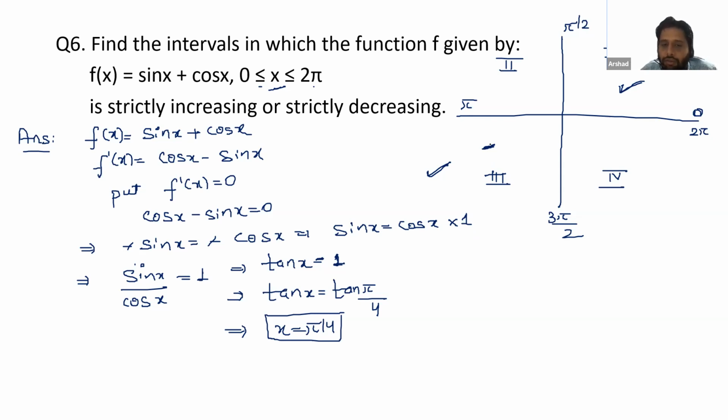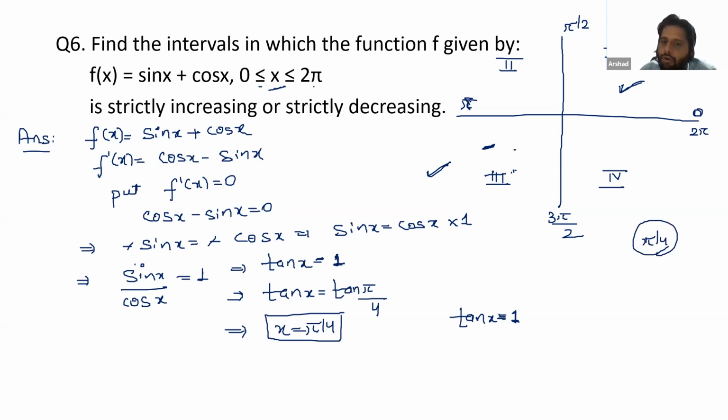And the same thing you have already done in class 11. Please check this and let me know if anyone has a doubt. We need the angle in the third quadrant, an angle for which you will get tan 1. Now here, first find the value in the first quadrant. So we get pi by 4. Now we need this angle in the third quadrant.